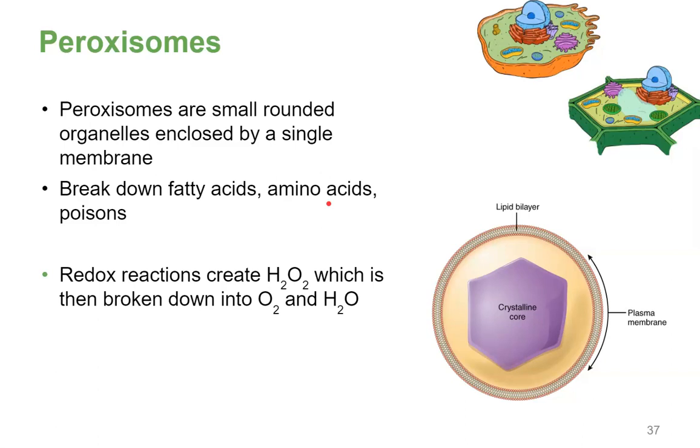Your liver tends to detoxify it. So your liver, your organ, tends to have a lot of peroxisomes inside the cells that make up the liver. So they will break down fatty acids, amino acids, and poisons like alcohol. They're called peroxisomes because they create H2O2, which is the chemical formula for hydrogen peroxide. And then that H2O2 is further broken down into oxygen and water.